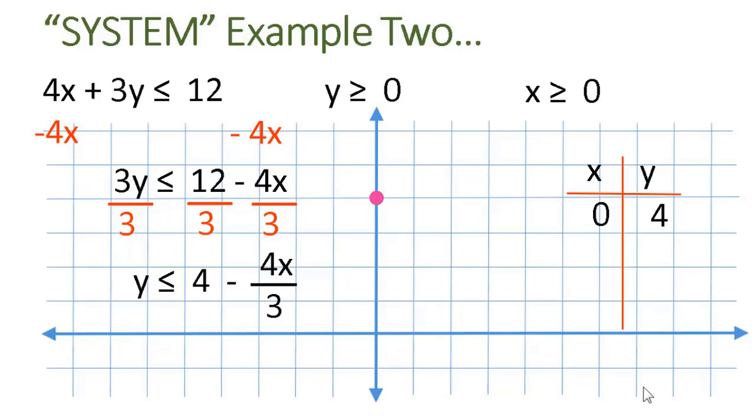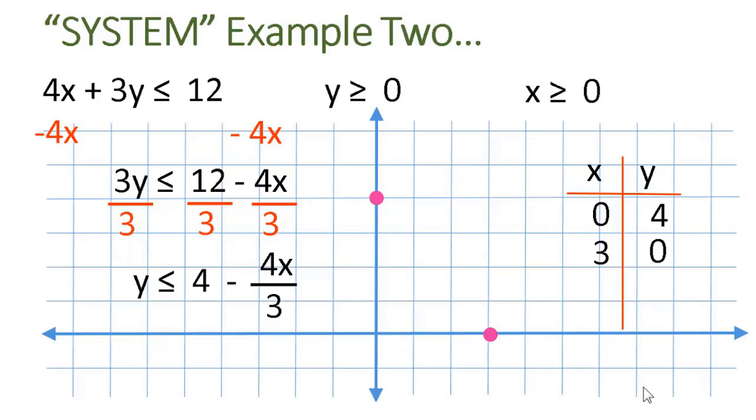Now, the next value is key. I'm going to put in a 3. Now, if I put in a 3, you see, that 3 is going to cancel, and I'll end up with 4 minus 4, which is 0. So I'll get the point 3, 0. So I'll go over 3 and up none.